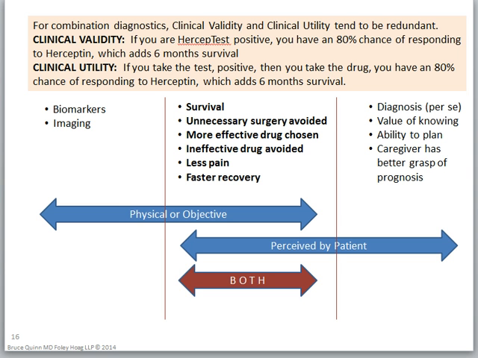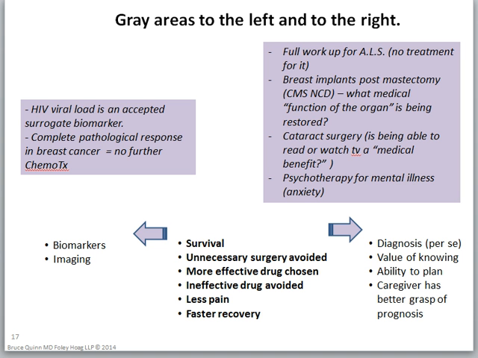And on-label combination diagnostics that pinpoint us to a drug tend to do very well with payers and other health technology assessments. I think there are gray areas to both the left and the right. For example, HIV viral load is a biomarker, but it's a very well accepted surrogate biomarker. If you have a patient with a rising HIV titer, and I can use a test to pick which drug will most dramatically affect their HIV load, that's a good test, and it helps point you to the right drug.